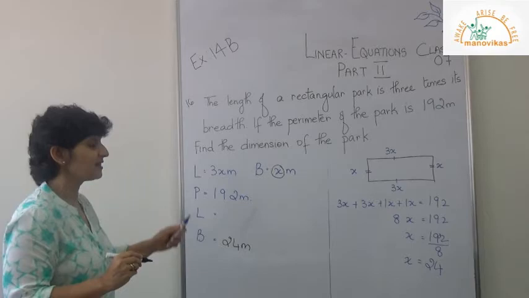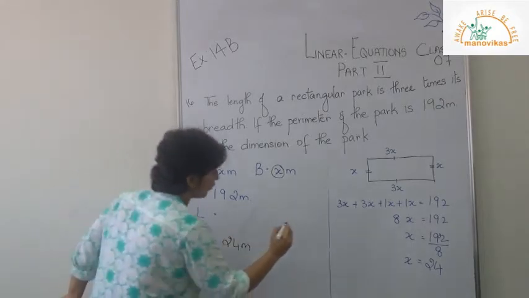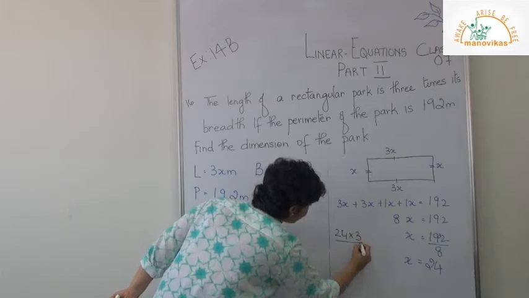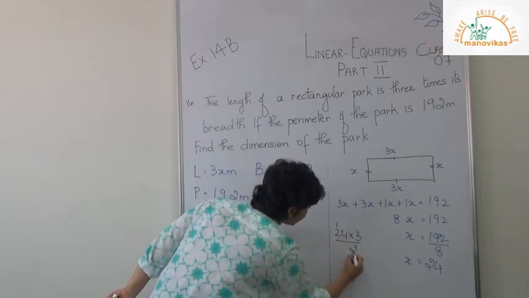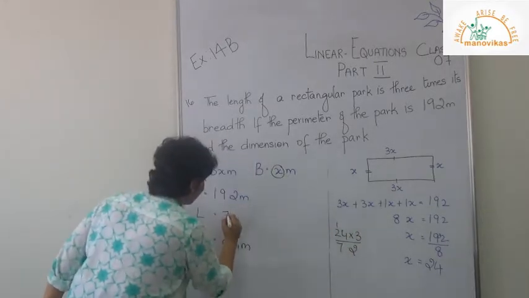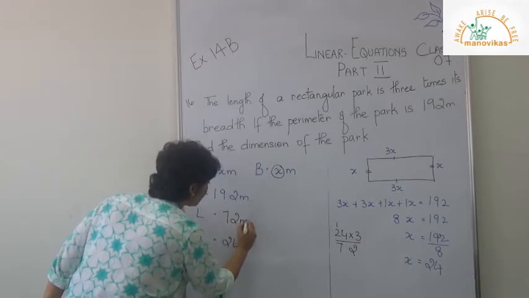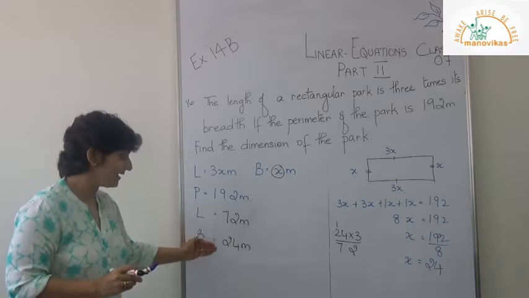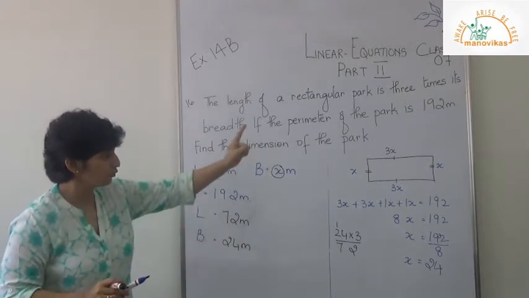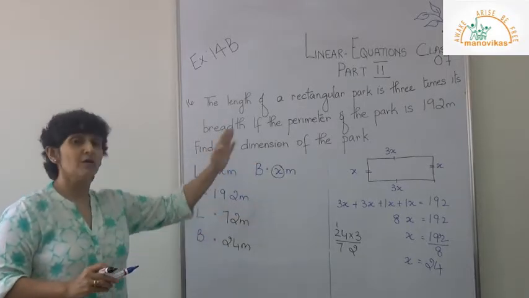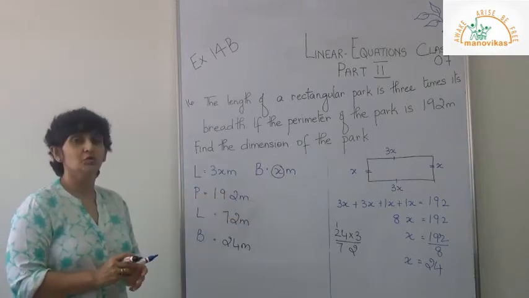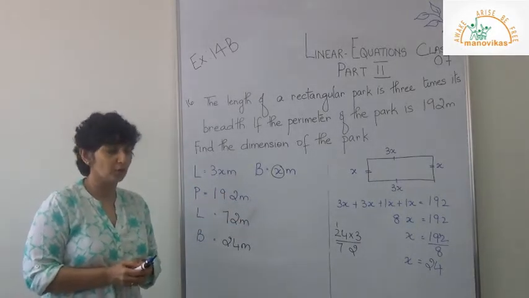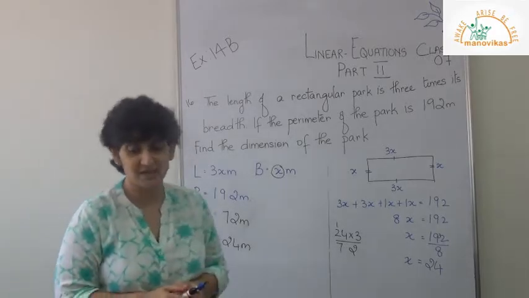And then what is your length? 3 times 24. So that is 24 multiplied by 3. 3 fours are 12. 3 twos are 6, 7. So your length is 72 meter. These are the dimensions, right? So when you add all the 4, 72 plus 72, 24 plus 24 all together, you will get it as 192 meter. Have you followed? Let's move on to the next question.